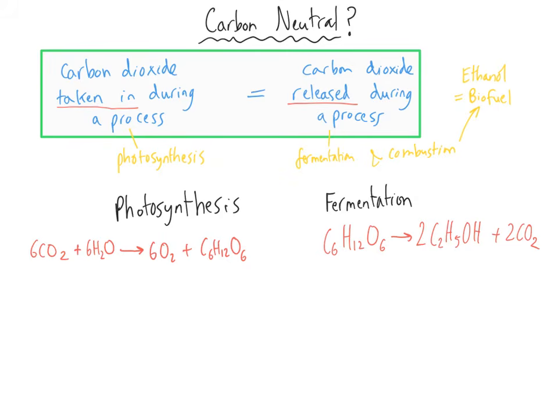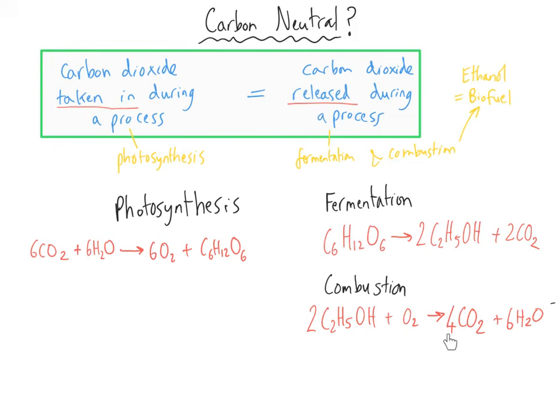Then the ethanol that gets produced is most commonly used in combustion reactions. And so when those 2 ethanol molecules burn, they react with oxygen. They're going to make carbon dioxide. They're going to make 4 carbon dioxide to balance this equation. And they're also going to make water. And because we've got 2 lots of 6 hydrogen, that makes 12 hydrogen. That means we're going to need 6 water molecules over here.